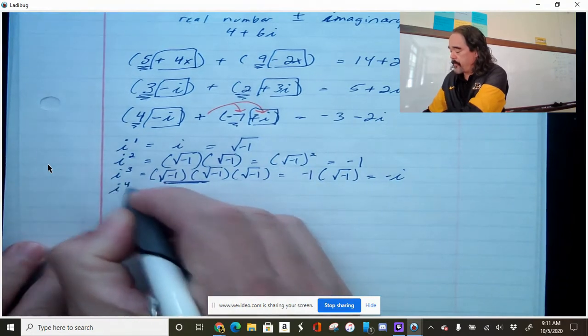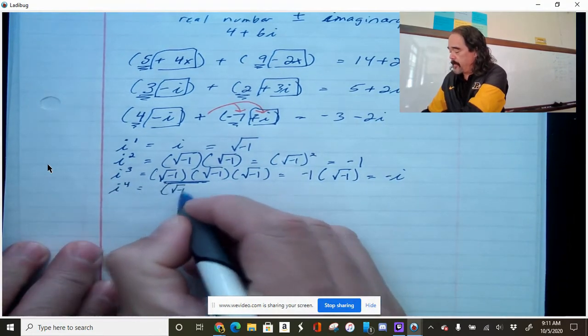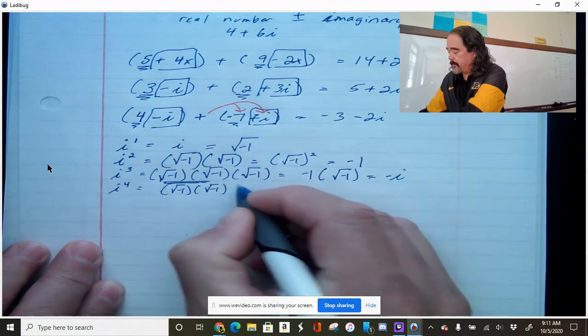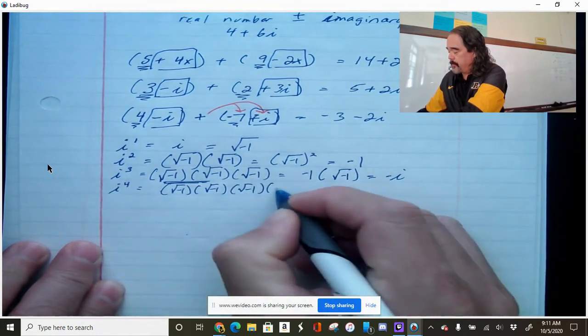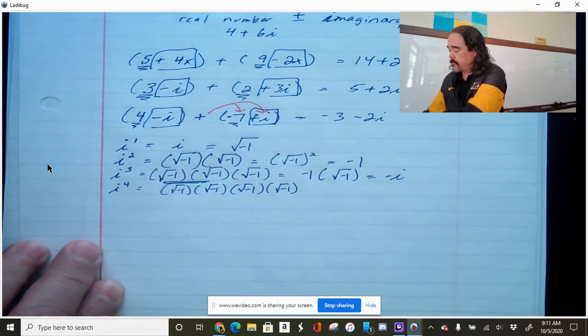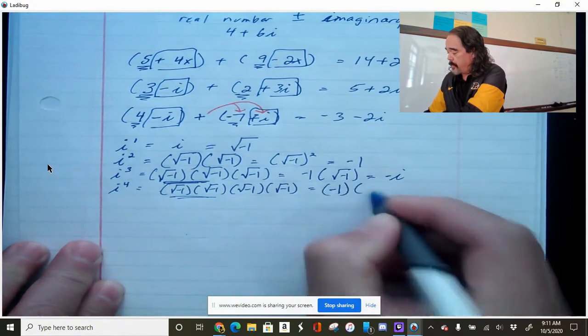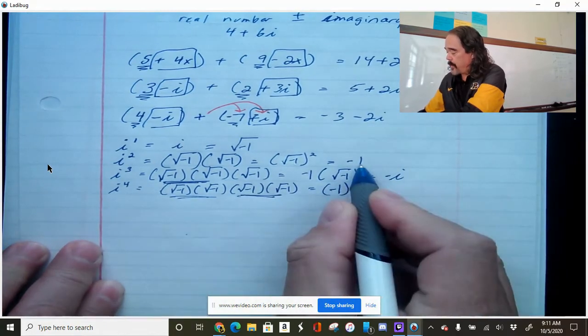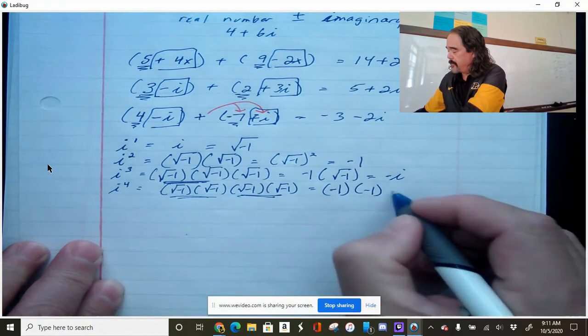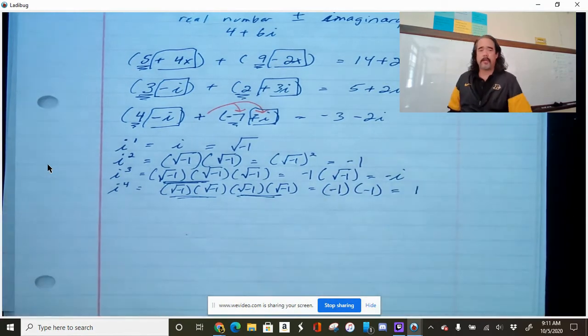And then i to the fourth power is the square root of -1 times the square root of -1 times the square root of -1 times the square root of -1. Well, again, I know what that's equal to. That's equal to -1, and the other pair is equal to -1. And -1 times -1 is +1.